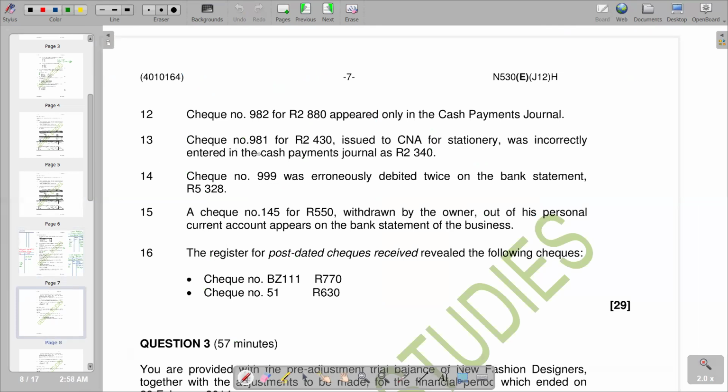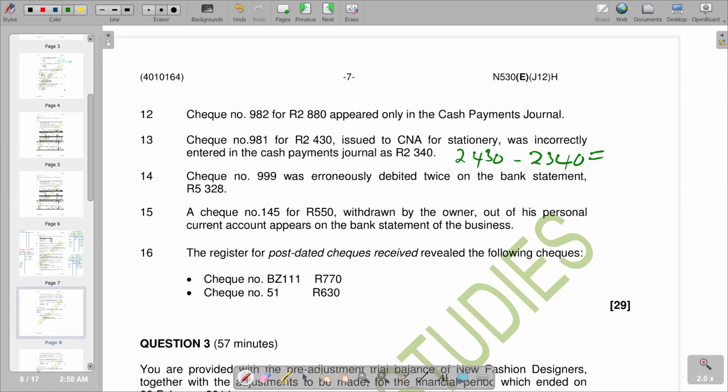Check number 981 for 2,430 issued to CNA for stationery was incorrectly entered in the cash payment journal as 2,340. So this error is in the cash payment journal, so you have to correct it in the cash payment journal. We entered a smaller figure, so you need to put the difference so that it gets to 2,430. So we calculate the difference by saying 2,430 minus 2,340. We see what amount we get there.